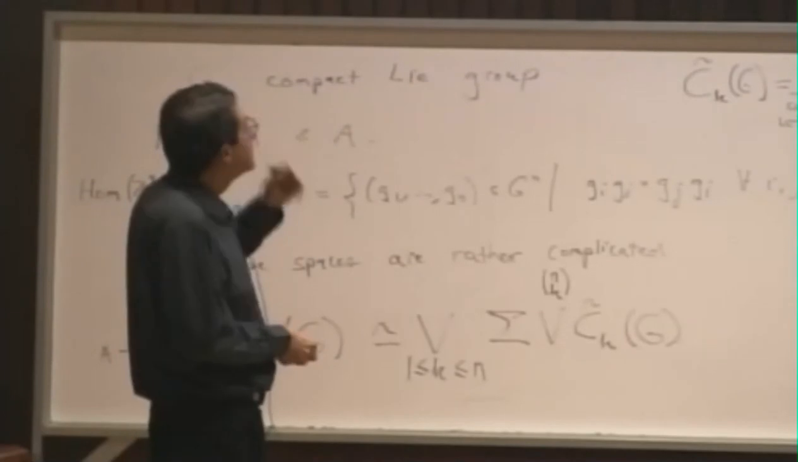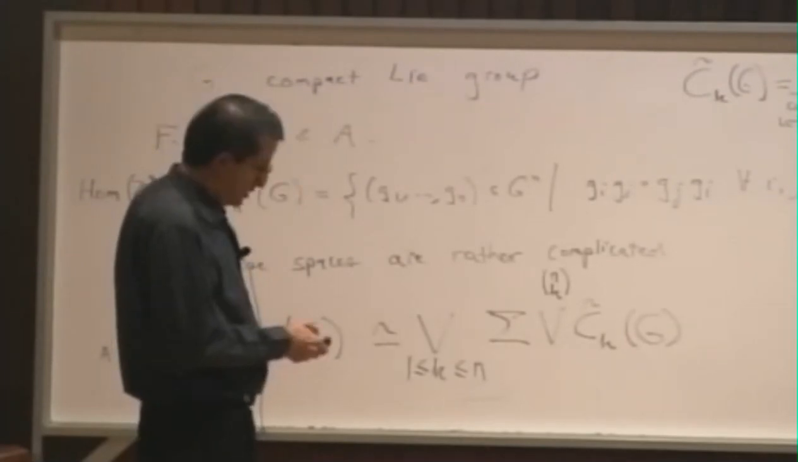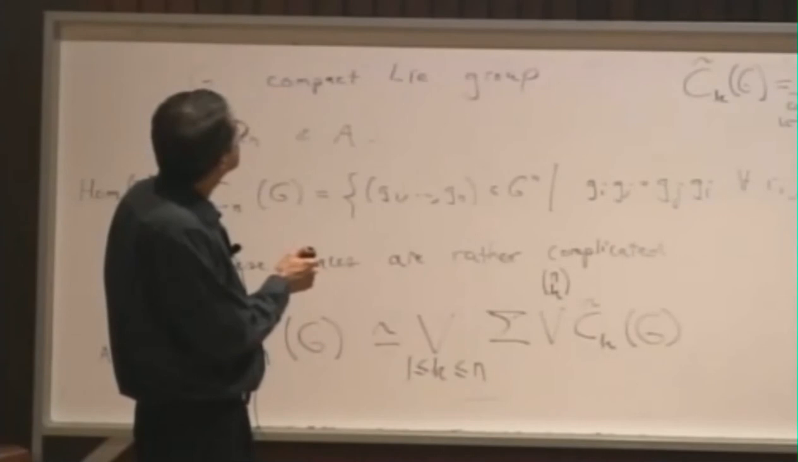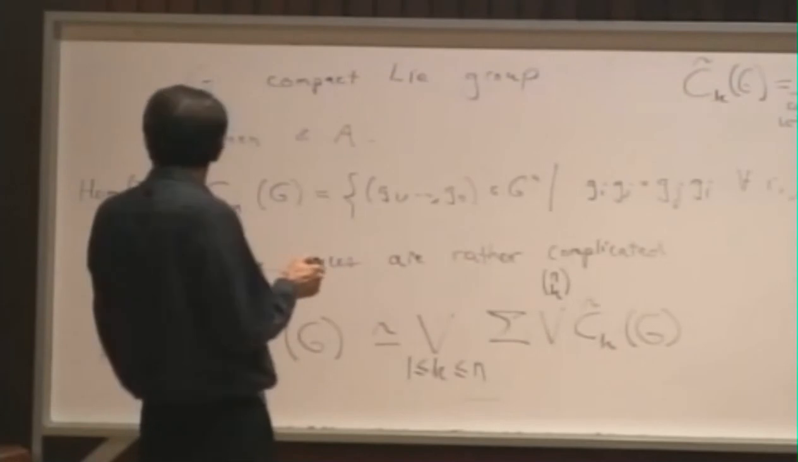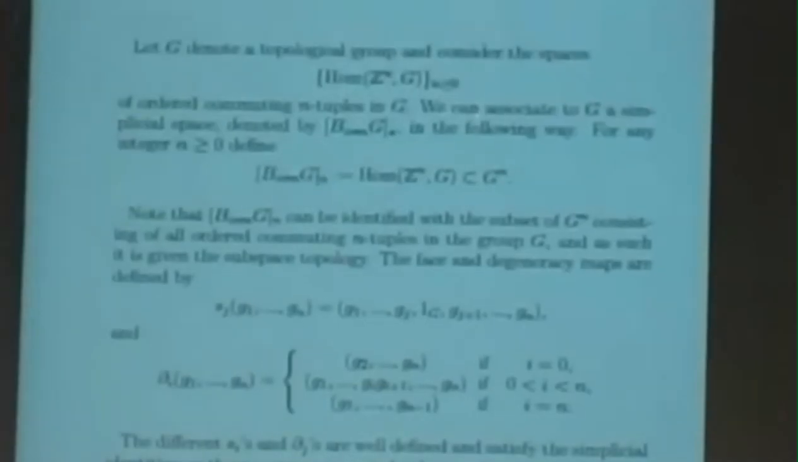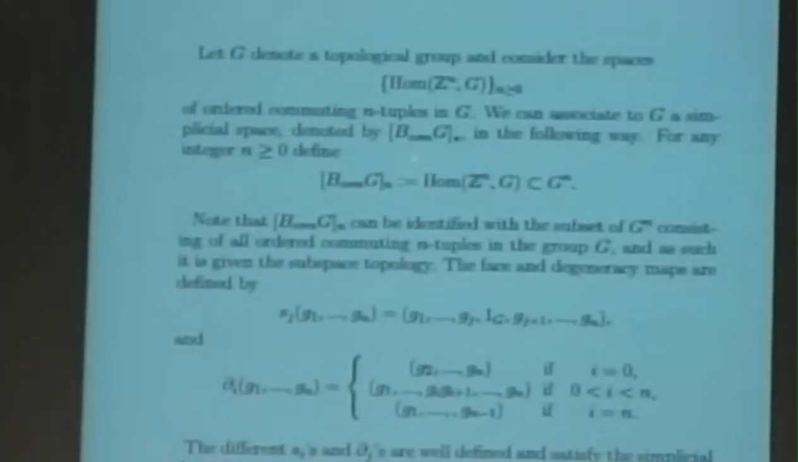Okay. So we start out with any topological group, and consider all these commuting n-tuples. We take the collection of these ordered commuting n-tuples, and what we're going to do is assemble these.